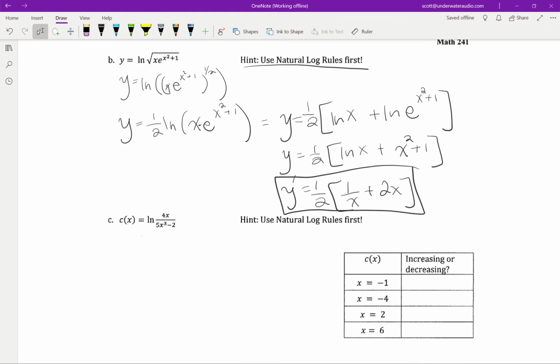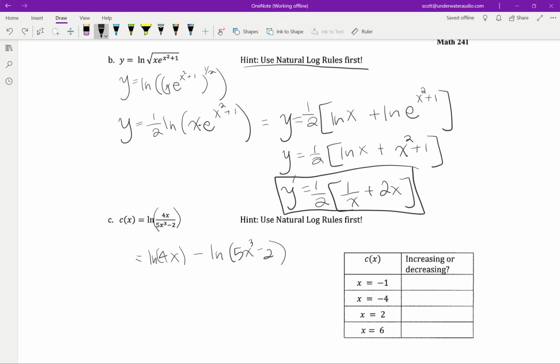Okay. C of x equals the natural log of 4x over 5x cubed minus 2. Okay, so when there's division like this, we can rewrite that as the natural log of 4x minus the natural log of 5x cubed minus 2. So the reason I chose to do that is, as it is in the statement of the problem, that would require me to do the quotient rule because there's division in here. But if I use the log rules, I no longer have to do the quotient rule, which I think is a great thing.